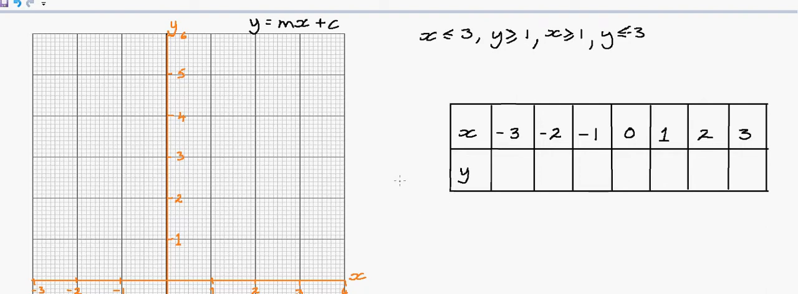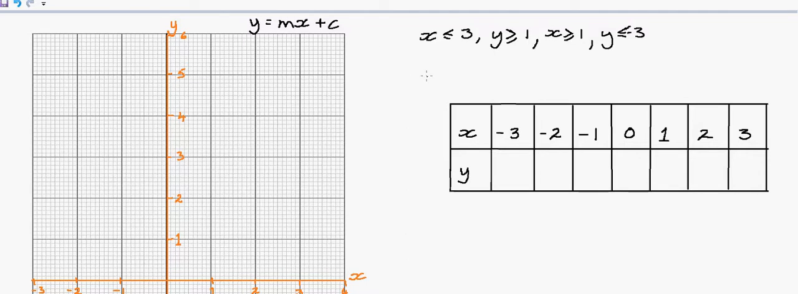Okay, inequalities. So this tends to throw up what people think are a lot of problems, but are really easy. Okay, and I'll show you why. They'll say show the area where all of these inequalities are true. And you look at them and you go, oh my god. Okay, it really is simple.